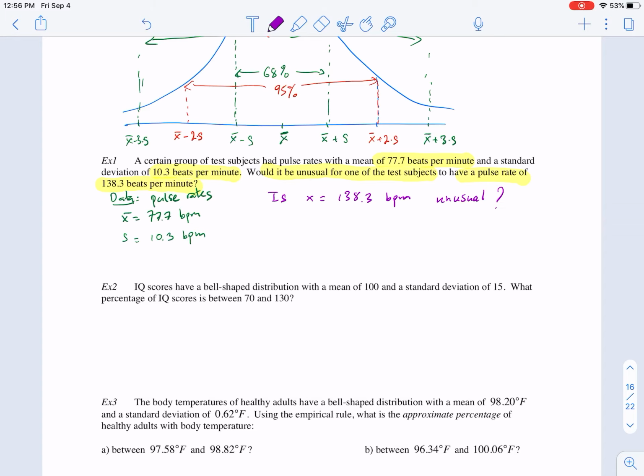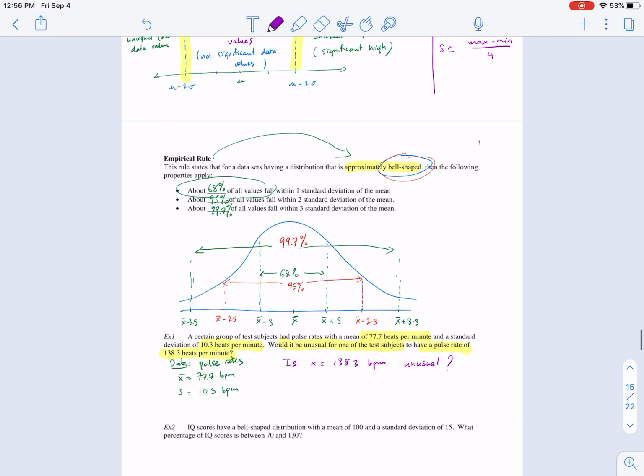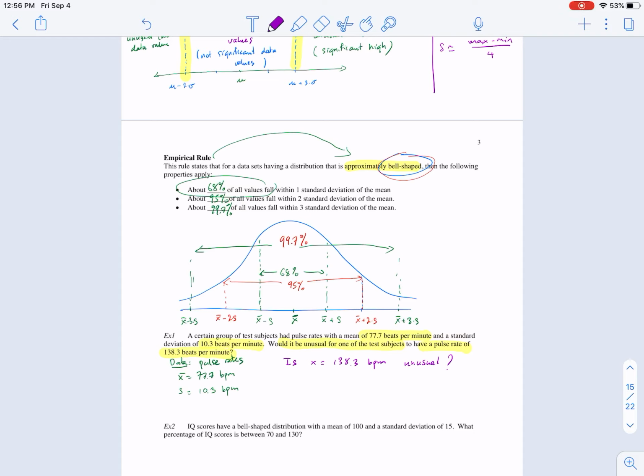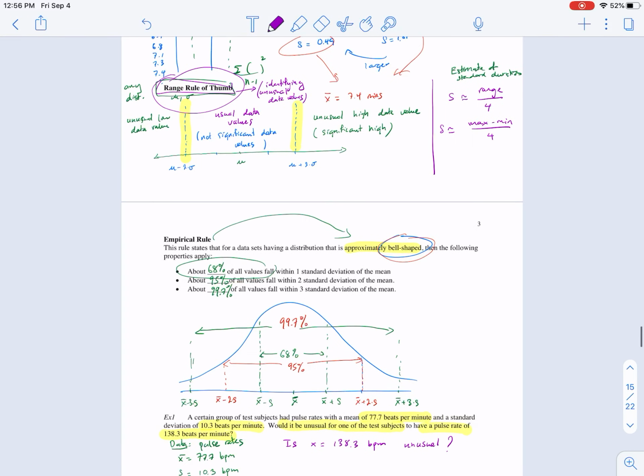Okay, that's what we're asking to do. Well, we can use the range rule of thumb. We can't really use the empirical rule to identify whether this is unusual or not, because we don't know the distribution of this pulse rate. Is it bell-shaped or not? We don't know, but we can apply the range rule of thumb because that applies to all types of distributions.